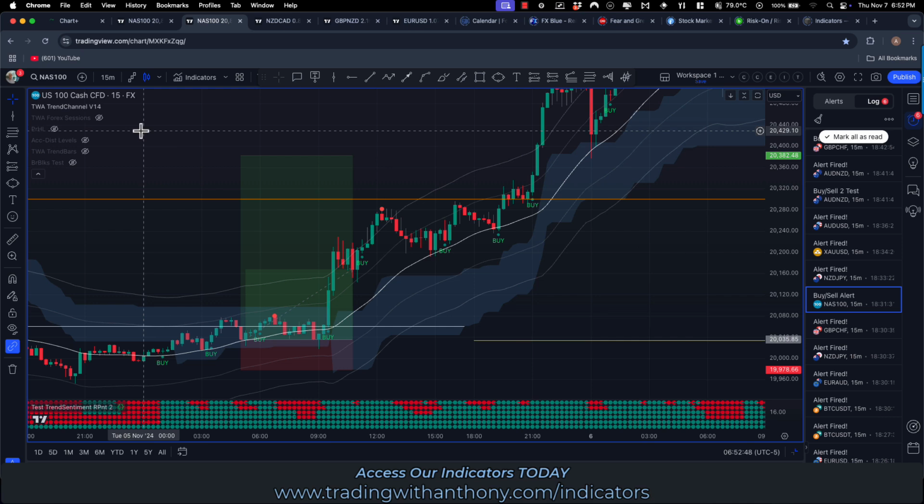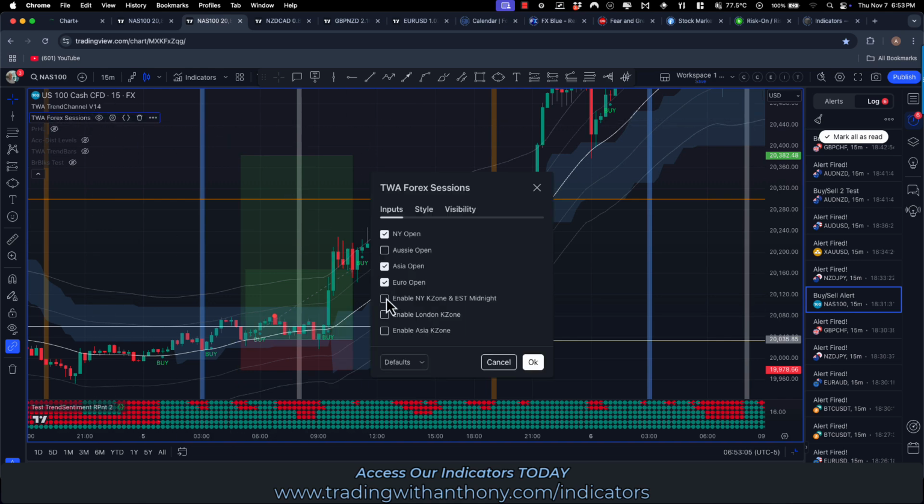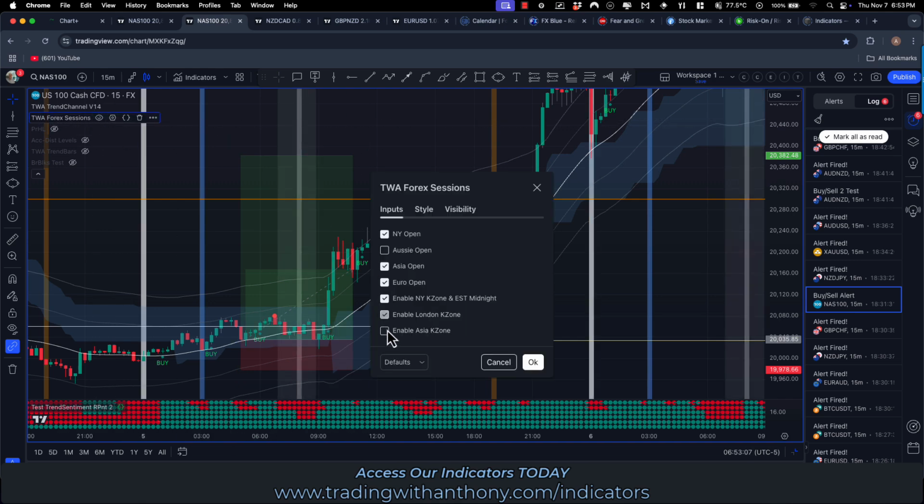Now the other indicator we have is forex sessions. Blue is London, white is New York, and this is the Asia session, so we know when the sessions open and close. We also have the option to add the ICT kill zones and New York midnight, if you're familiar with ICT concepts.